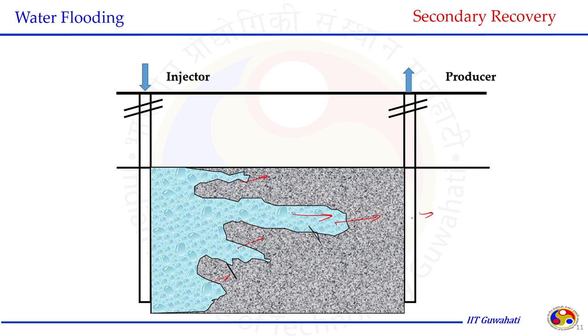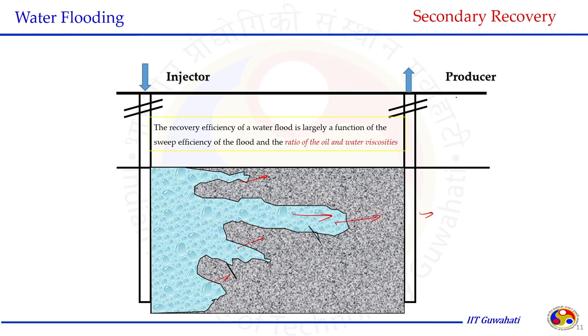So the front which is leading faster will reach the production well because it has the easy path, and in that case some of the area is left unswept, that is, not in contact with the water injected through the injection well.